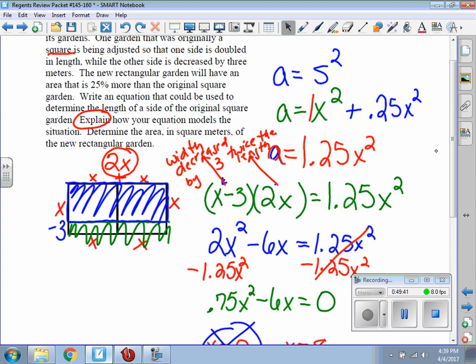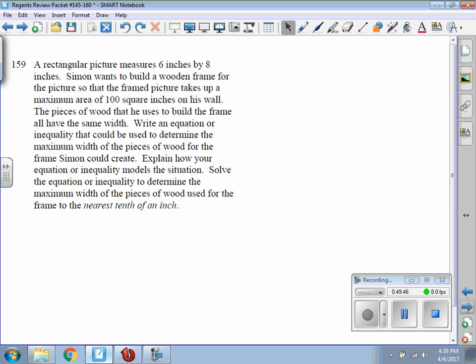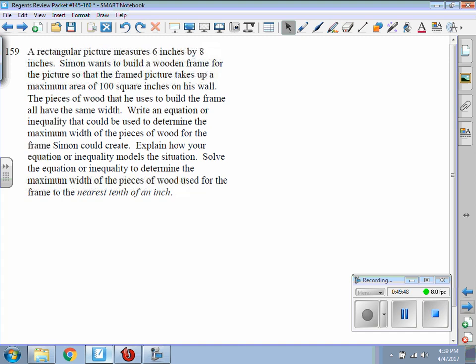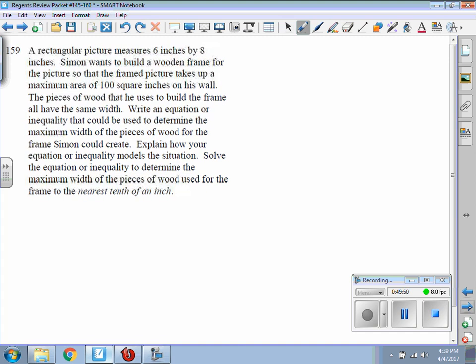159, we're going to do over underneath 166. 166 wouldn't need much room, so do 159 underneath 166. It says, a rectangular picture measures 6 inches by 8 inches. Simon wants to build a wooden frame for a picture so that the framed picture takes up a maximum area of 100 inches on his wall. The pieces of wood that he uses to build the frame all have the same width.